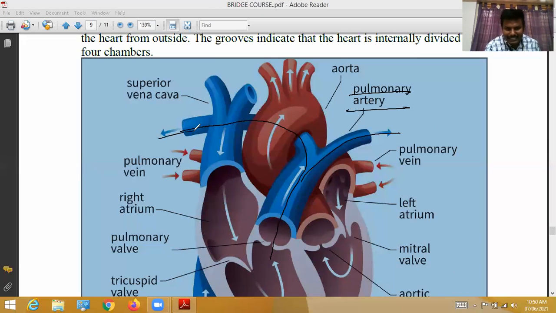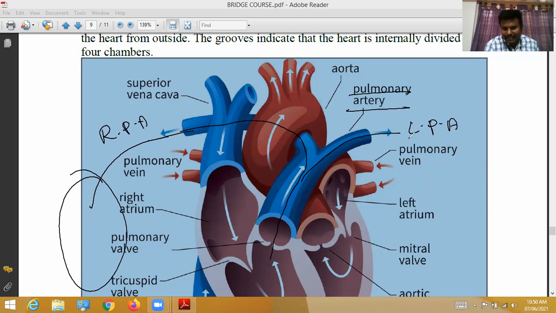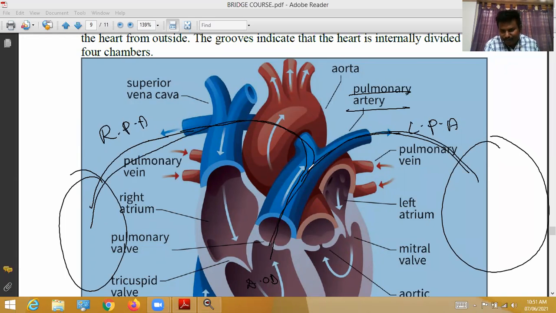They are called the right pulmonary artery and the left pulmonary artery. The right pulmonary artery is connected to the right lung, and the left pulmonary artery is connected to the left lung. Here deoxygenated blood goes to the right and left lungs, where it becomes oxygenated. Here exchange of gases takes place.